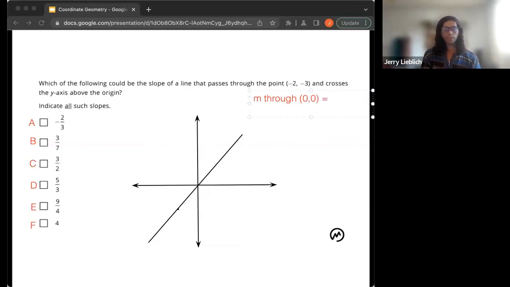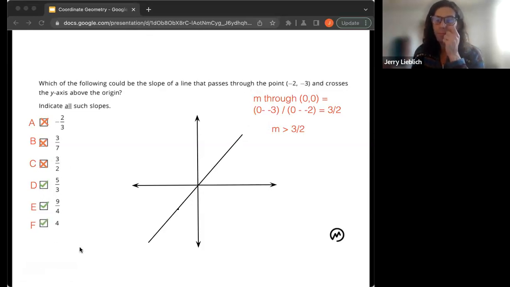That would be pretty easy to find. 0 minus -3 over 0 minus -2. That would just give us 3/2. So that tells me m has to be greater than 3 over 2. So I'm going to get rid of anything that's not greater than 3 over 2, which has to include 3 over 2. Because if the slope were 3 over 2, it would go through the origin and not above it. So my answers are D, E, and F.